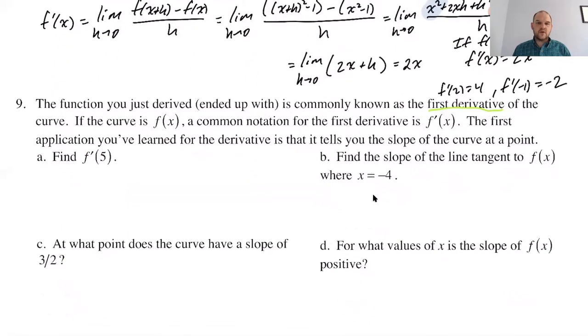So far, we have found that we can go through the limiting process. It gives us something we're calling the derivative. The derivative, the first derivative, tells you the slope of the curve. It has its own notation. There's a lot going on.